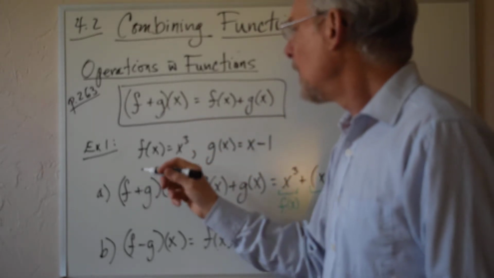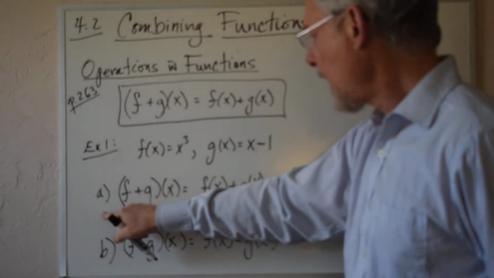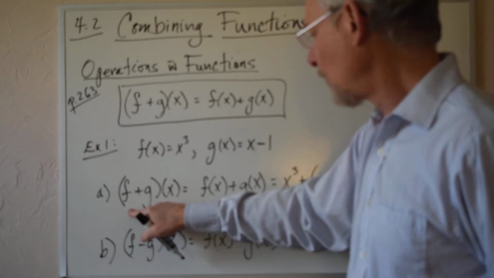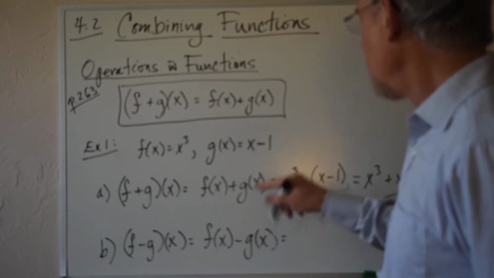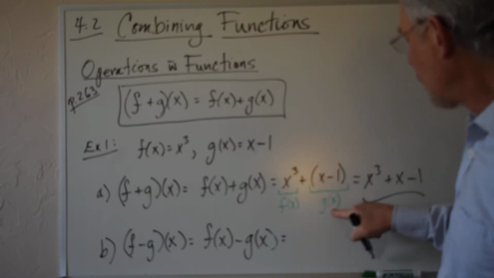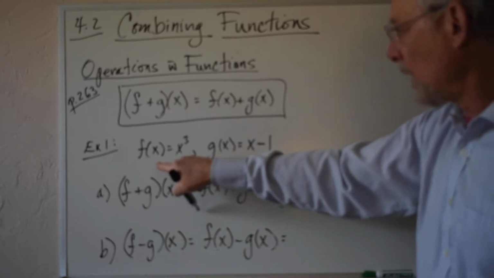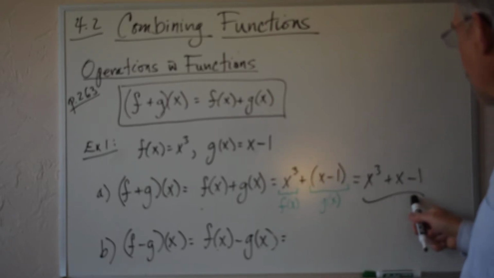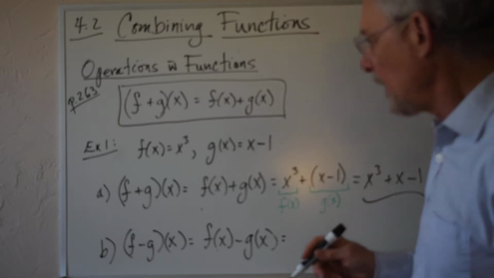Let's see what that means. In example 1, we're given these two functions. In part A, we're asked to add the two functions and come up with (f plus g)(x). Our definition tells us that it equals f of x plus g of x. Substituting, I know that f of x is x cubed, g of x is x minus 1. That's given up here. So I throw the parentheses away and simplify, and this is where I arrive in simplified form.